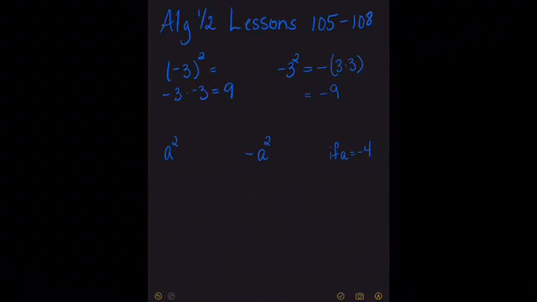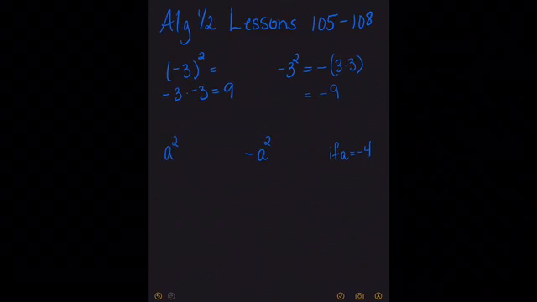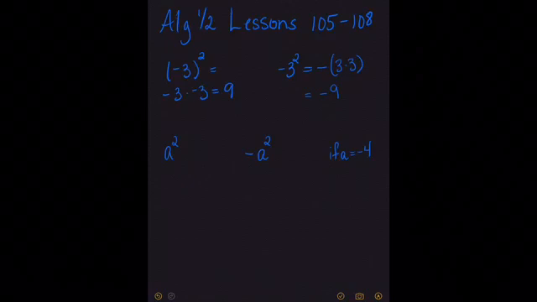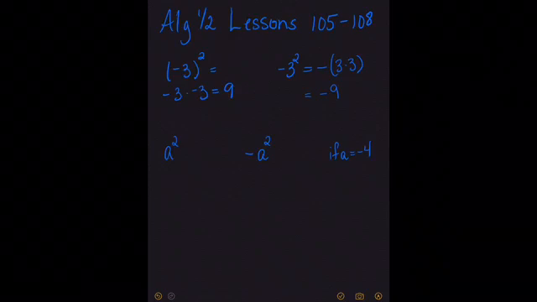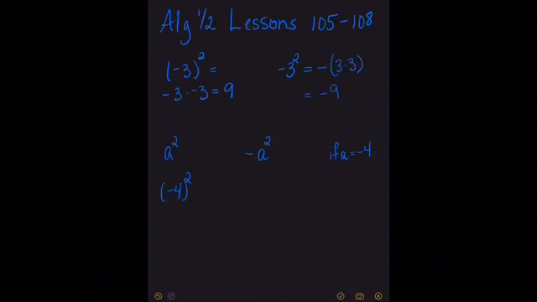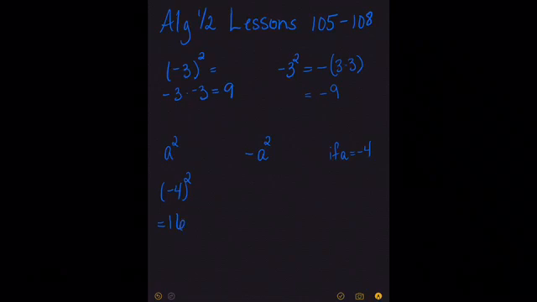Now, when we're using substitution and we're evaluating for a variable, it works in an interesting manner, okay? So here we have a being -4. So that means that if we substitute -4 for a in the first equation, it's as if that -4 is in parentheses. Okay, because a is being squared, so the -4 is being squared. So that would equal 16.